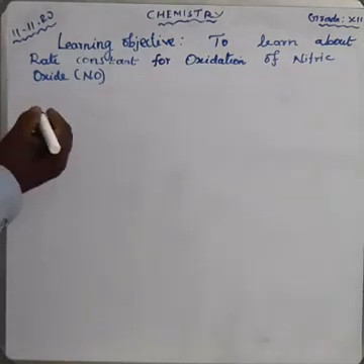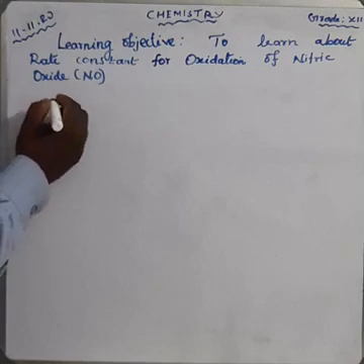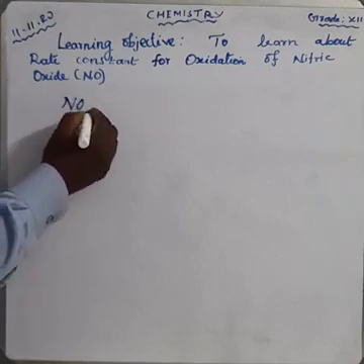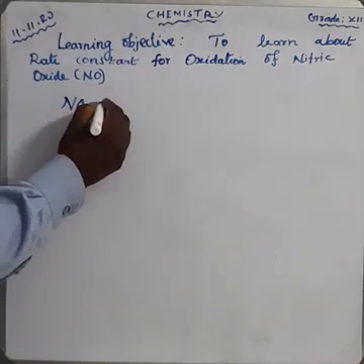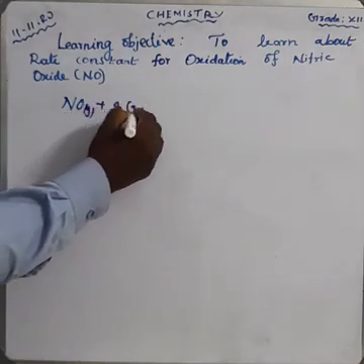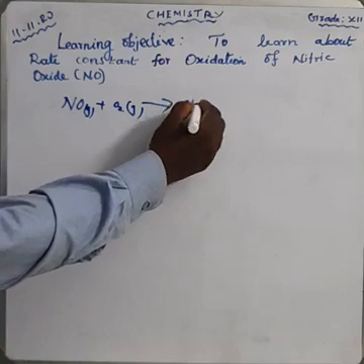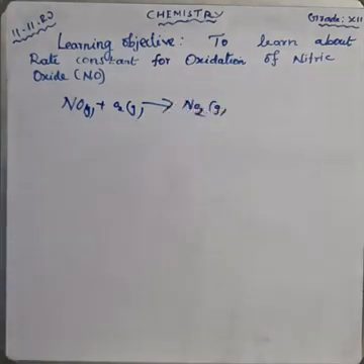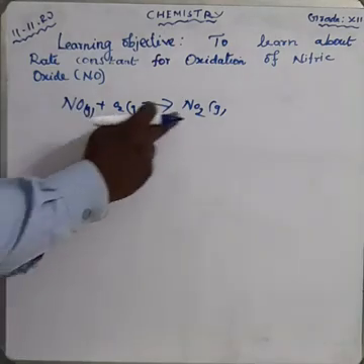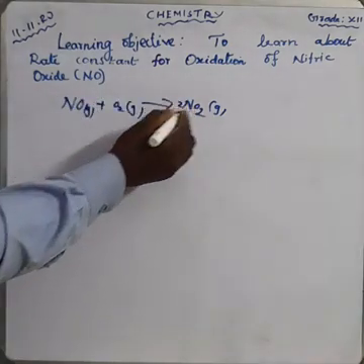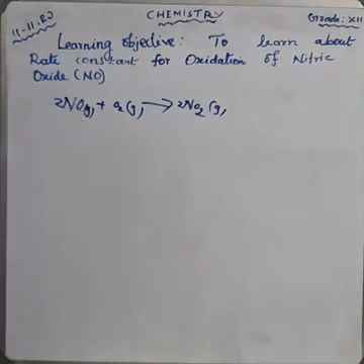First we write the equation: NO, nitric oxide gas, plus O2 gas gives NO2, nitrogen dioxide gas. Am I right? We should balance the equation. Here there are 3 oxygen on one side and 2 oxygen on the other, so make it 2 here. Now the equation is balanced.